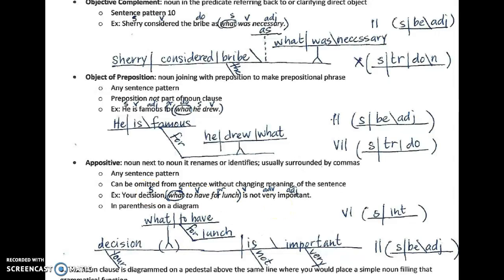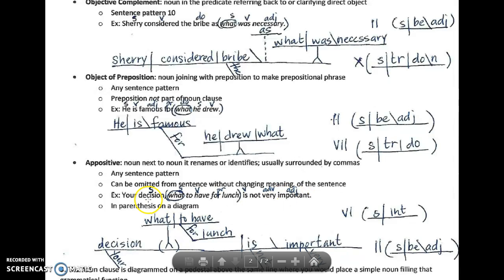The last part of speech that a noun clause can function as is an appositive. We haven't really talked about this much yet in this course. It's a fancy name, but what it really means is you have a noun that's clarifying another noun, and they're right next to each other. They're usually offset by commas, which makes it easier to identify. And you can lift it out of the sentence without changing the meaning. You might not get as much detail, but the sentence is still a complete sentence. So in this case, you could say your decision is not very important. That makes absolute sense. I don't know what that decision is, but grammatically, it's a complete thought.